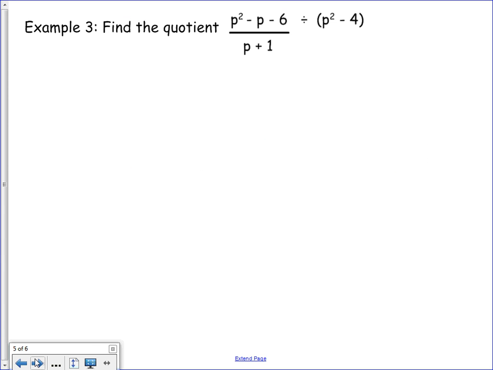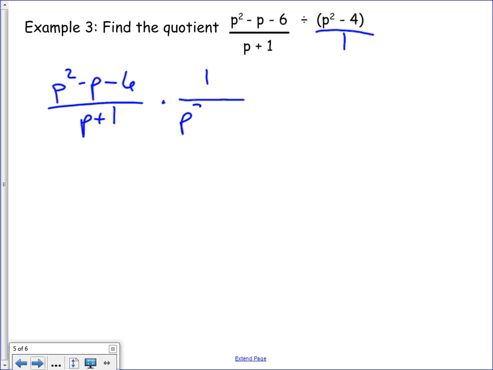One more example of finding the quotient. So the first thing we're going to do is rewrite this. Now, if we write p squared minus 4 as a fraction, that's just going to be p squared minus 4 over 1. Then we need to multiply by the reciprocal. So we have p squared minus p minus 6 over p plus 1, because always the first fraction here will stay the same. Then we're multiplying by the reciprocal of the second fraction.